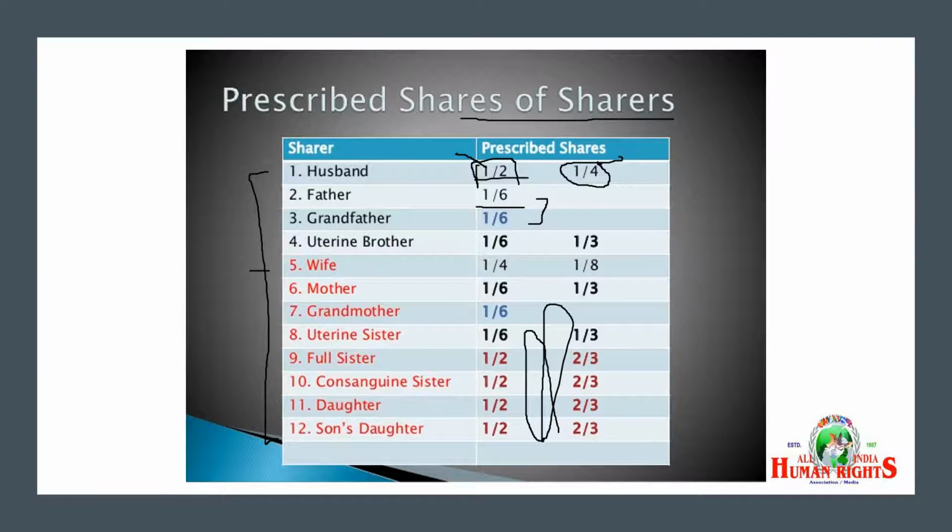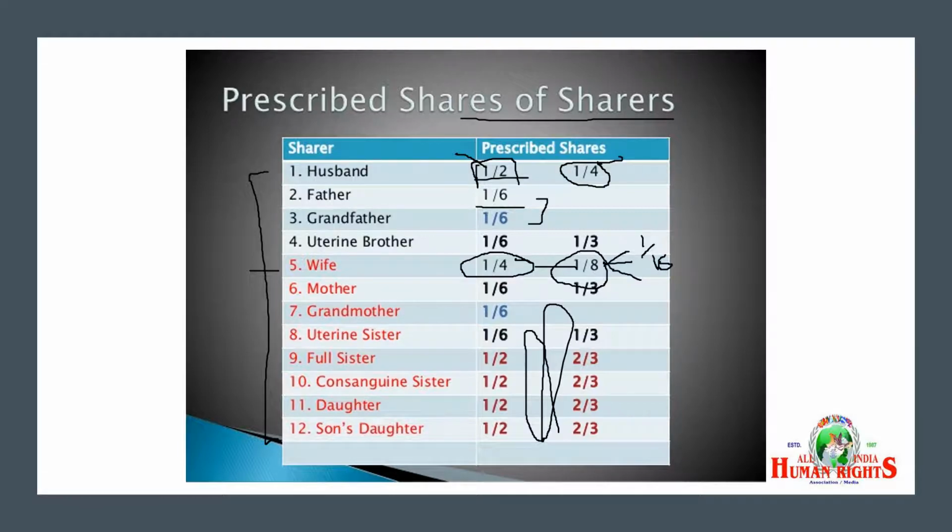Then there is the wife. She will get one-fourth of her deceased husband's property if they don't have any children. However, if they do have some children, then she will get one-eighth of the property. And if there are multiple wives, then this one-eighth would be divided amongst them. Say if a man has two wives, then both of them would get 1/16th of the property of the Muslim man who has deceased.